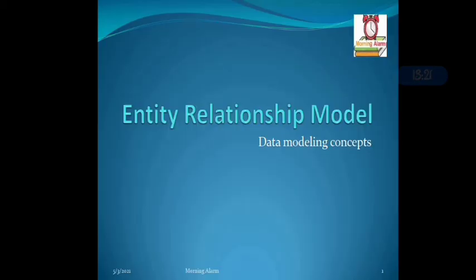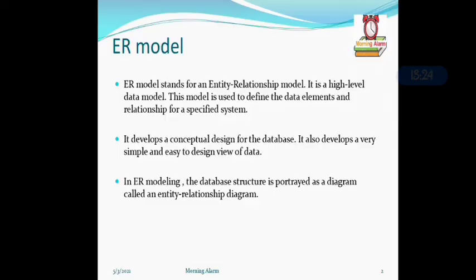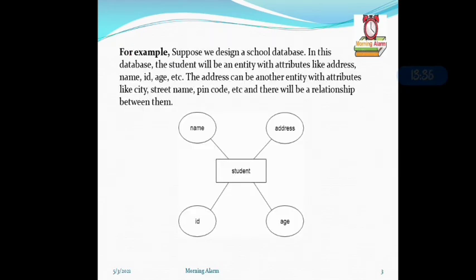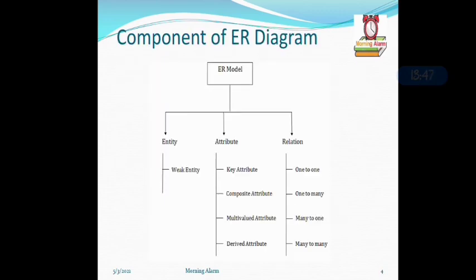So in this video we have discussed the entity relationship model, the ER model. It is a conceptual design and it is represented by an entity relationship diagram. We saw an example, student with attributes name, address, ID and age. Next, the components of an ER diagram: entity, attribute and relationship. Entity has weak entity, attribute has key, composite, multivalued and derived attributes. Relationship has one-to-one, one-to-many, many-to-one, many-to-many relationships.